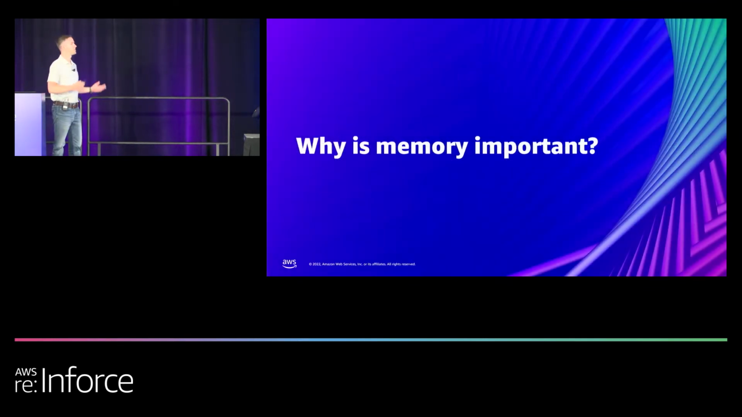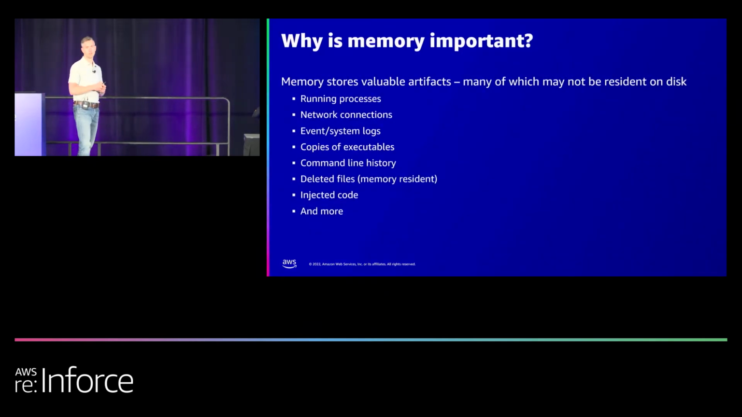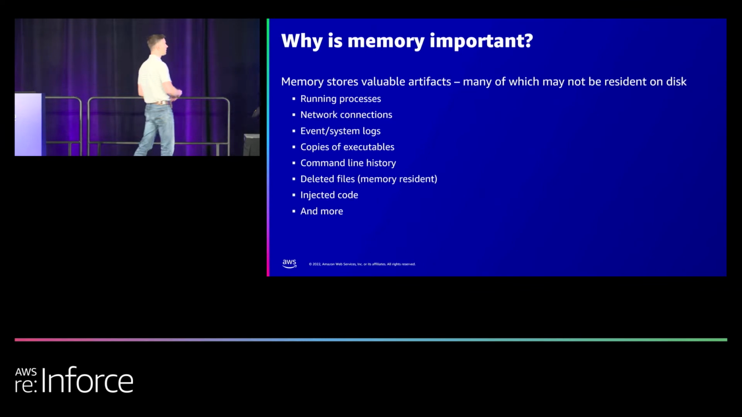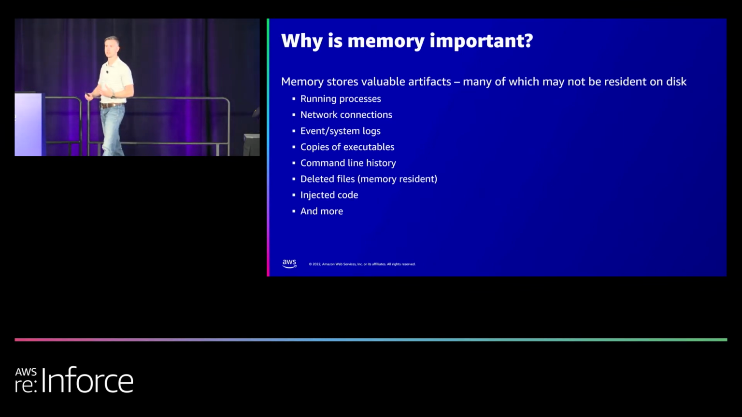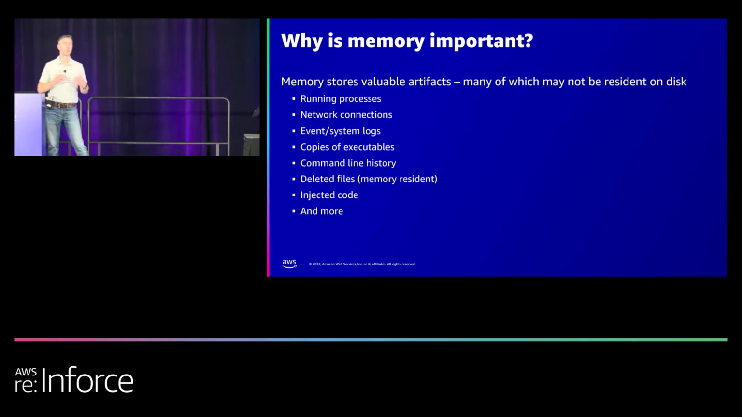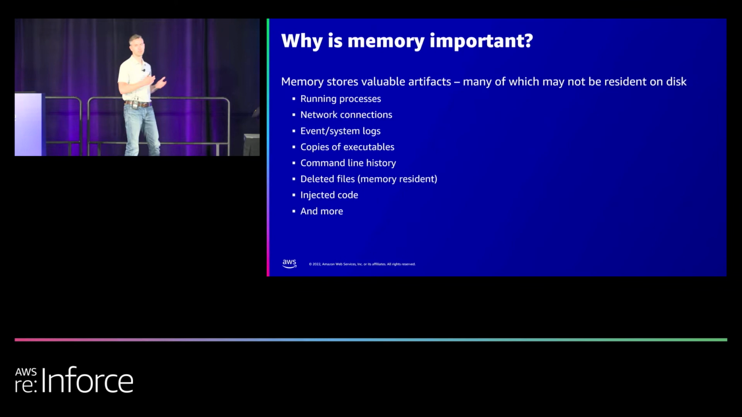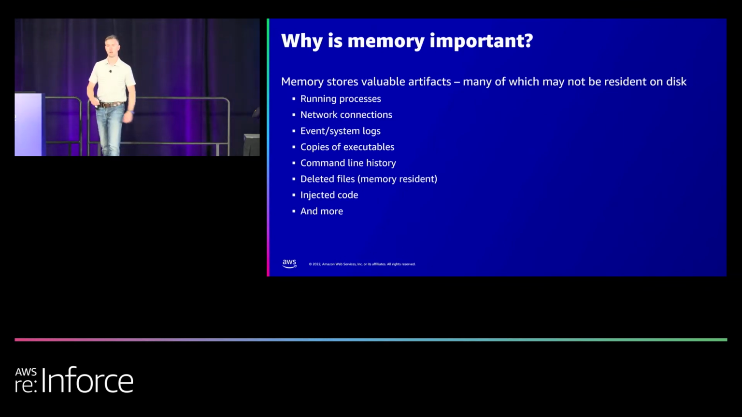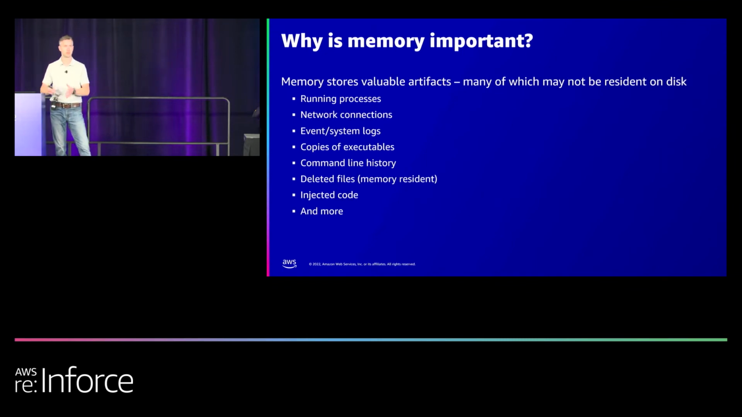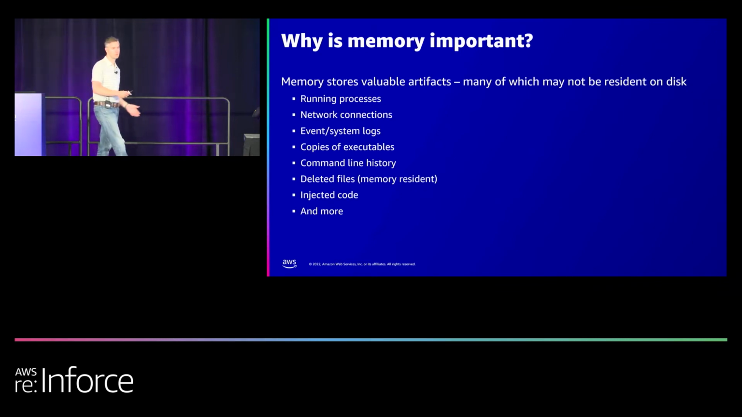So first, why is memory important? Some of you might know it's important and that we should be collecting it, maybe you don't, maybe this is the first time you're hearing about it. But one of the main things about memory is that it stores a lot of valuable artifacts that are not resident, or may not be resident, on disk. For one, running processes: what processes are running on your system. If you're taking an image of a disk and looking at it, you're not necessarily going to get information about what processes were running. You're getting an idea of the artifacts that existed on the system, but not what processes were running.